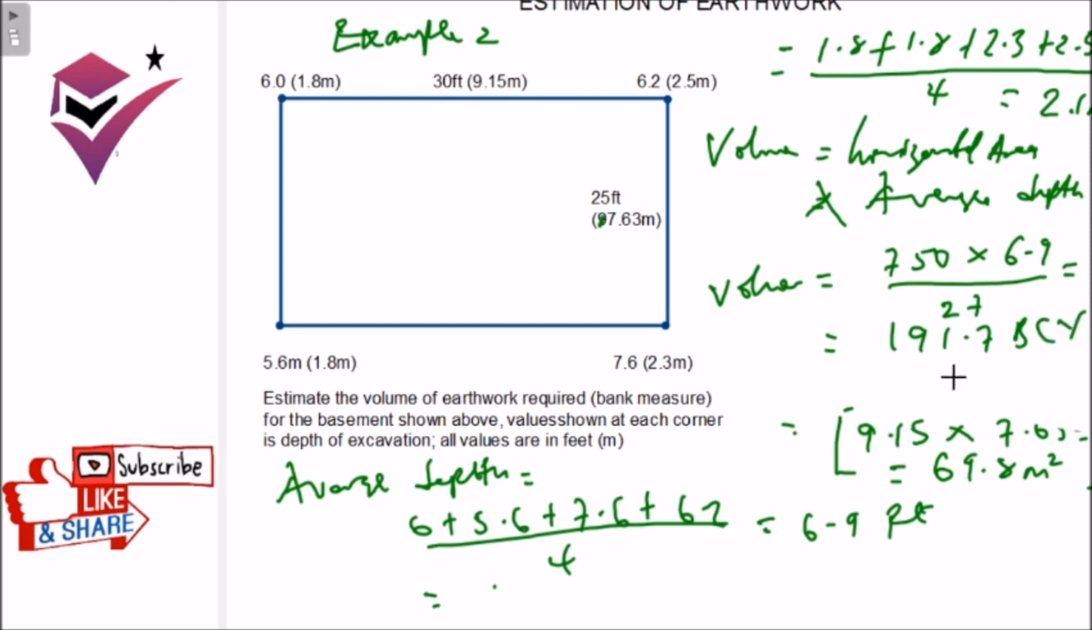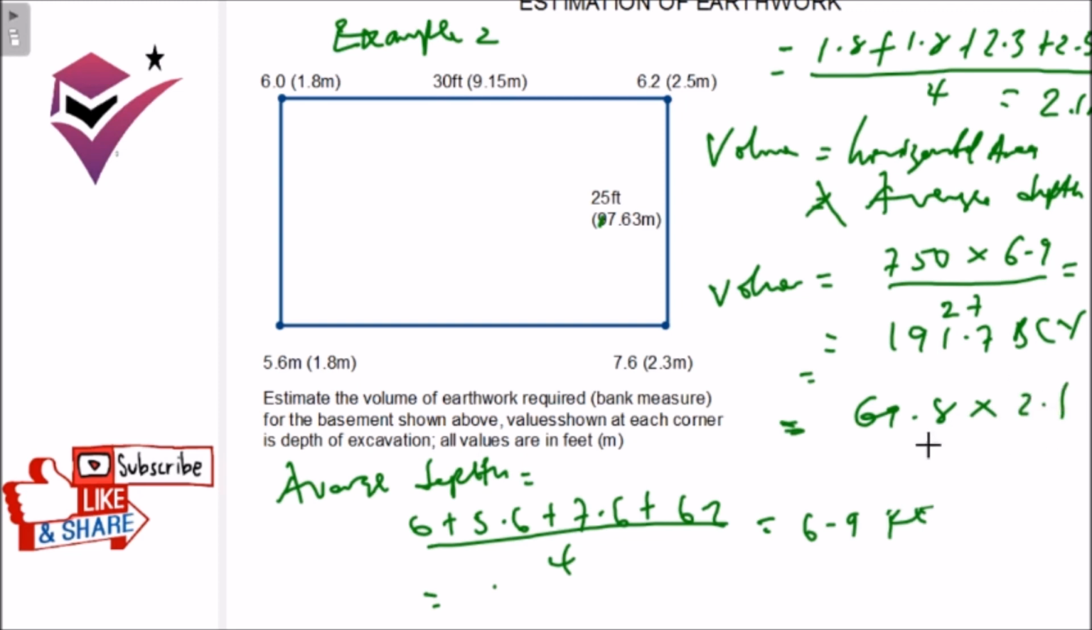For meters, we've gotten the horizontal area already, 69.8, multiplied by the average depth. Our average depth here is 2.1 meters. We don't need to divide by 27 this time. We'll have a total of 146.6 BCM. So this is our volume in meters, in bank cubic meters.